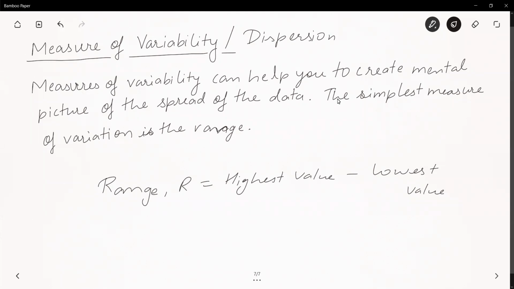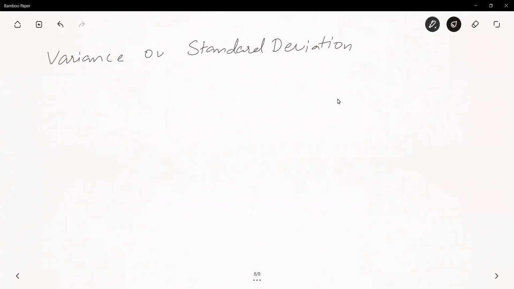Now the actual variation, or actual dispersion, can be seen by variance or standard deviation. The idea is pretty easy to understand. Variance means how far your data set is from the mean value, or the average value. What is the spread, the dispersion of the data set? How far your values are from the mean is what we call variance.